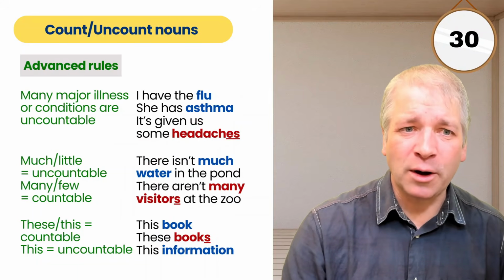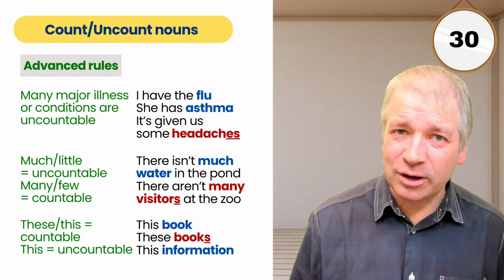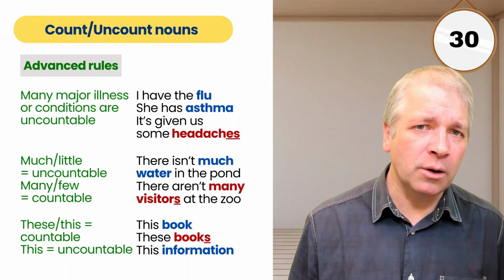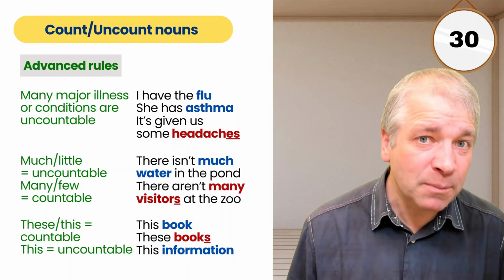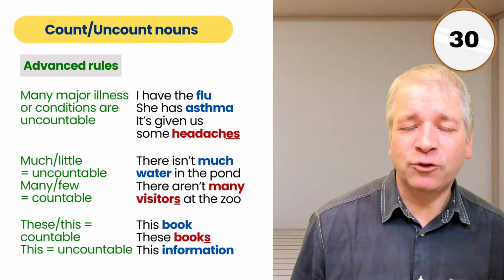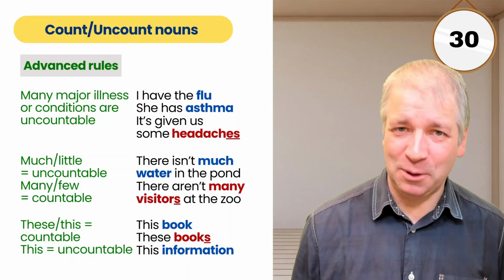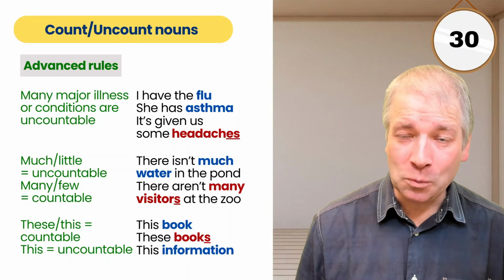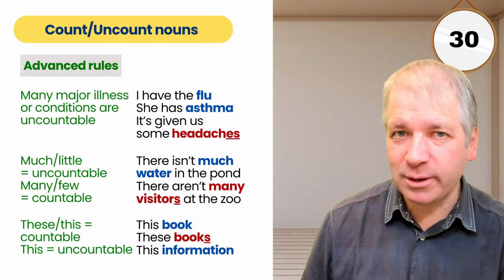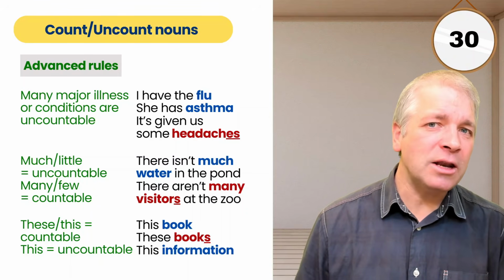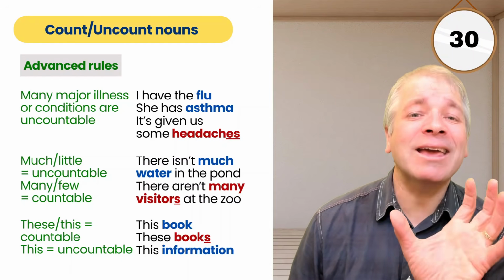And here's some more advanced rules on count and uncount. Many major illnesses or conditions are uncountable. So things such as flu, asthma, we wouldn't say she has 3 asthmas, or I have 2 flus, or in the group there are 5 asthmas. We'd just say asthma and flu. But with headaches, if more than one person has a headache, then you would make it plural. That's the difference. So the words in red here stay countable.